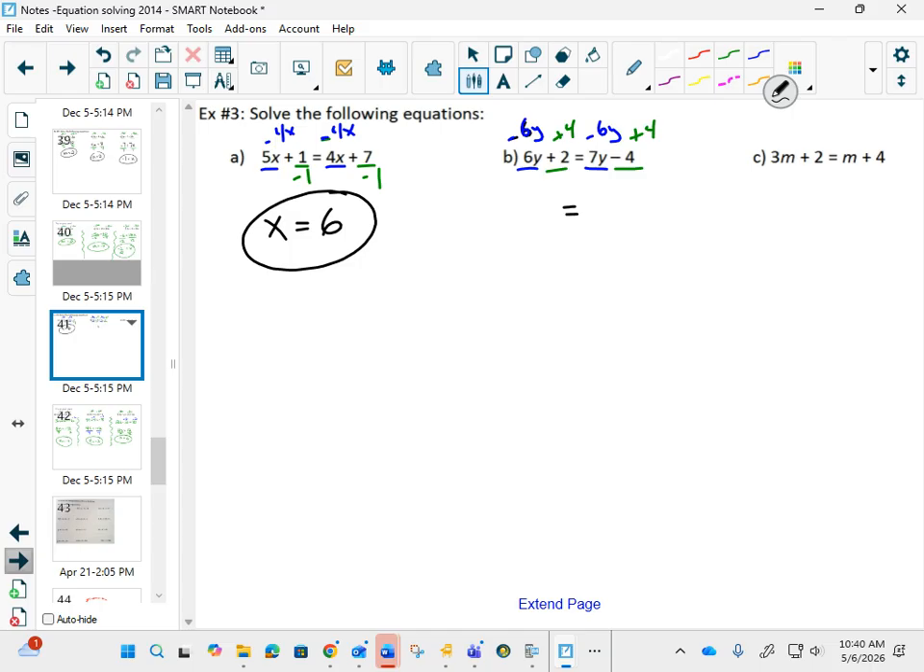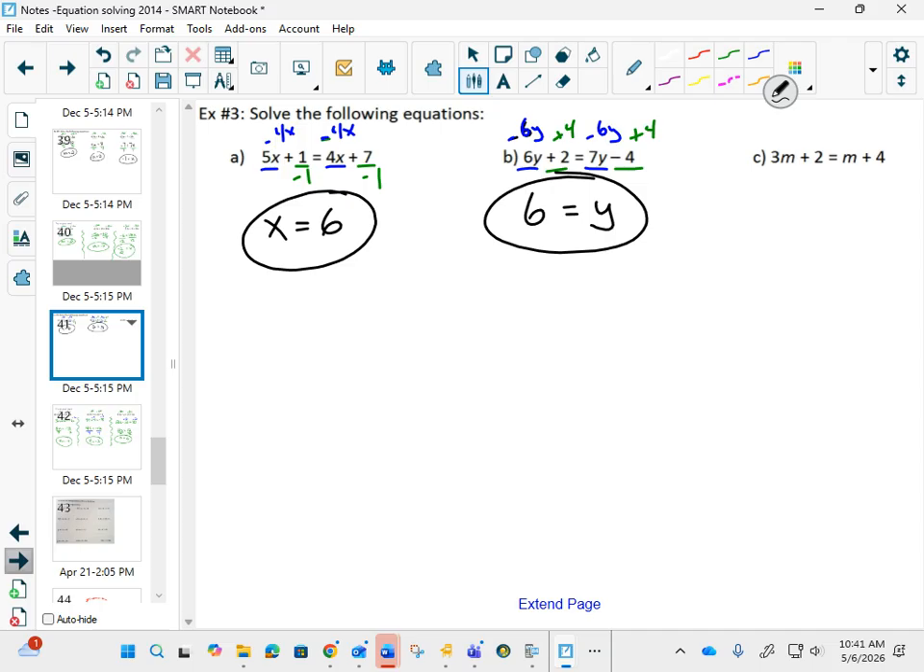Okay, next, C. So here, 6 minus 6y will be 0. 2 plus 4, this side will just be left with a 6. 7y minus 6y is 1y, and minus 4 plus 4 will be 0. Look at that, I solved it. What if we did y equals 6? That's exactly the same: 6 equals y or y equals 6.